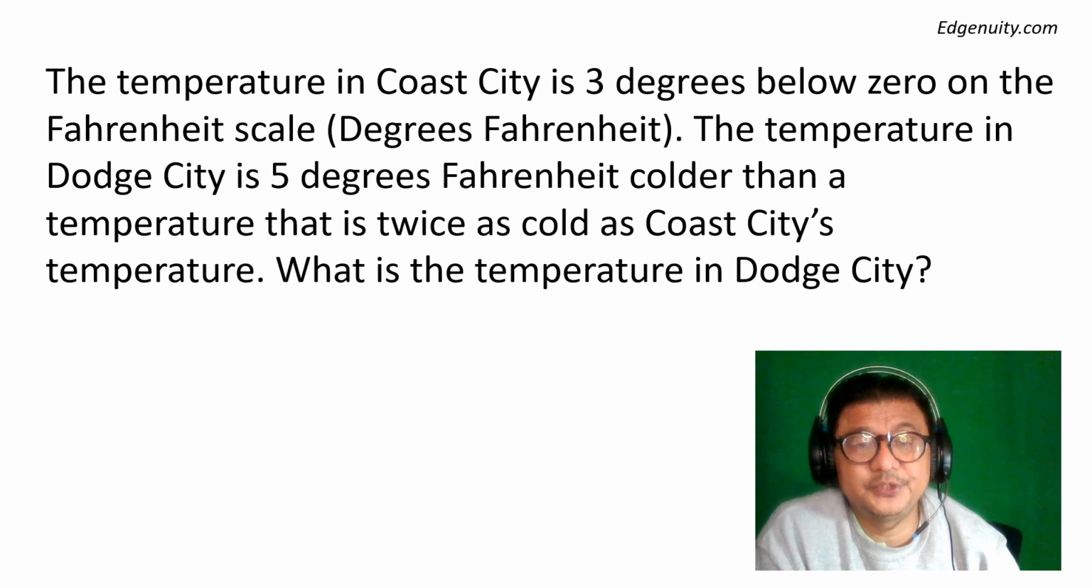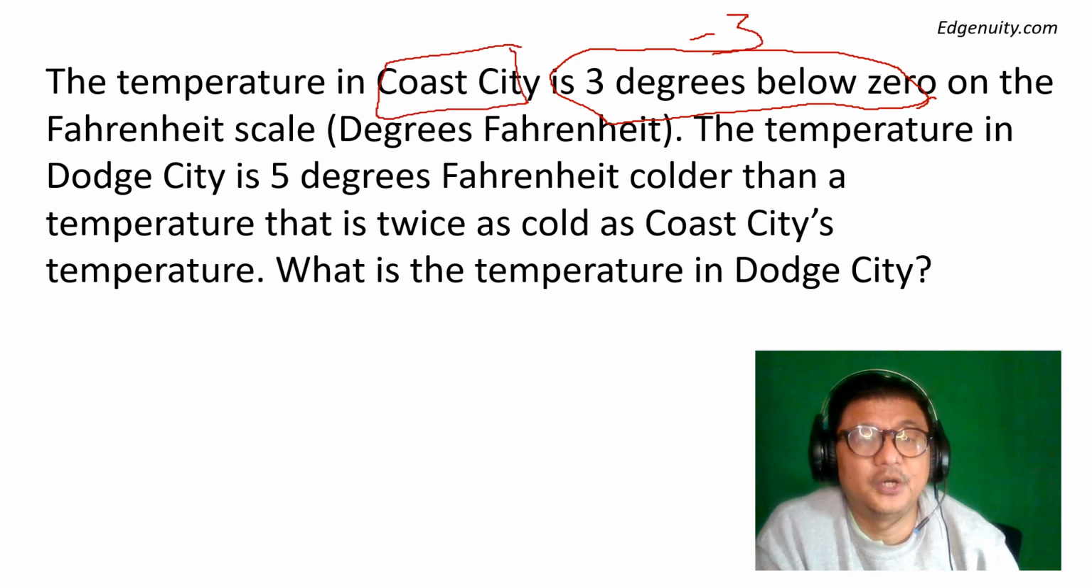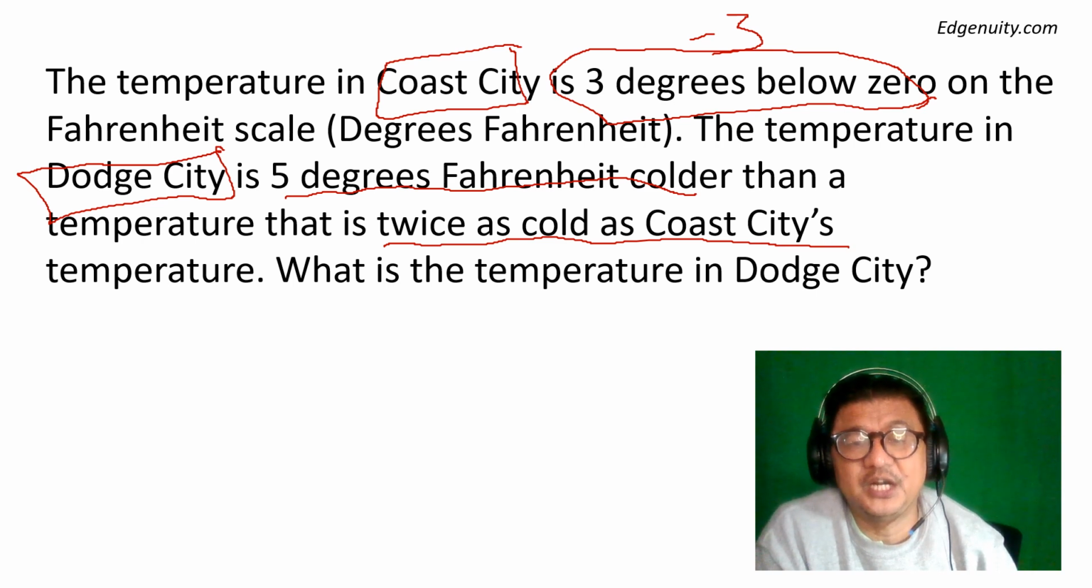Okay, next. The temperature in Coast City is 3 degrees Fahrenheit. What do you mean by that? It's below zero. So therefore, think of it as a -3. That's in Coast City. It's cold on a Fahrenheit scale. The temperature in another city, Dodge City, is 5 degrees colder than the temperature that is twice as cold as Coast City. What is the temperature of Dodge City? This is what we want to know. But we know Coast. Okay?